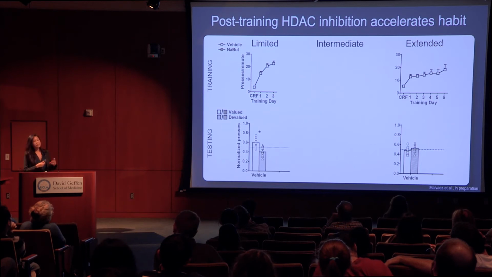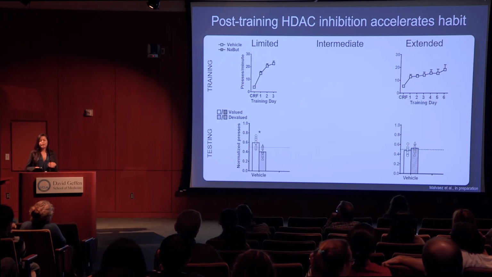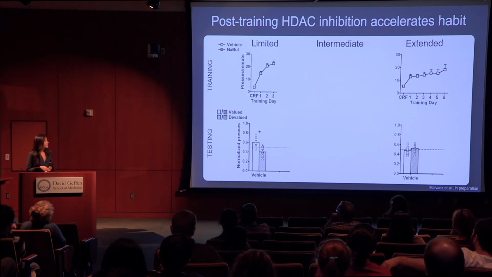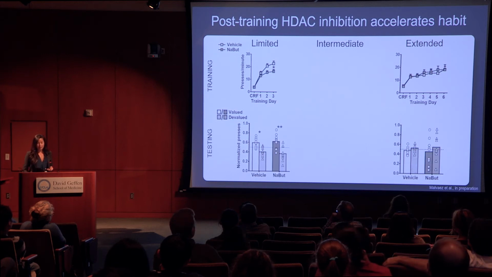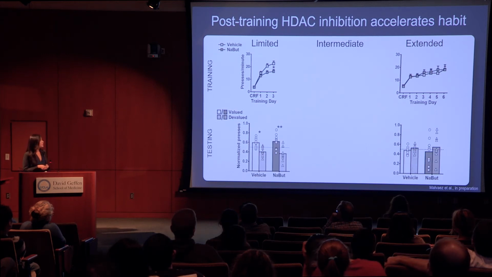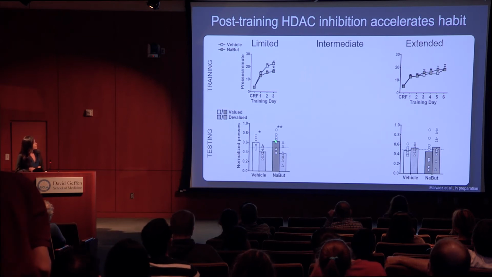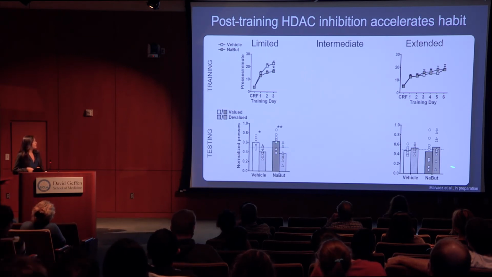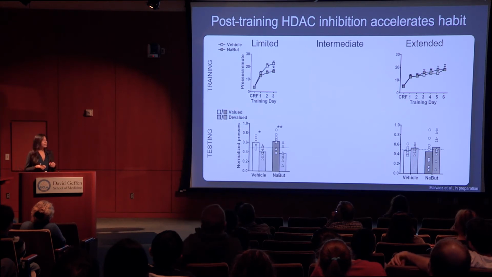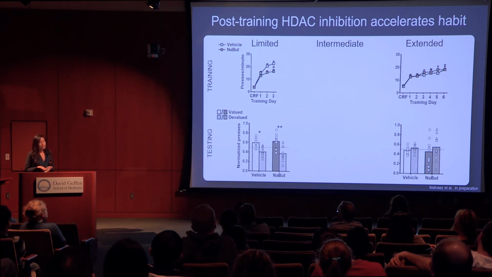With repeated training or extended training, animals will show insensitivity to outcome devaluation, so they'll press the same whether the outcome is valued or devalued, indicating that these animals are now habitual. And what we see with the HDAC inhibitor treatment immediately after each training session is that with limited training, there's no difference, or with extended training. So this indicates that yes, they can acquire the task, or at least they have that action-outcome association intact. With limited training and with extended training, we really see no difference.